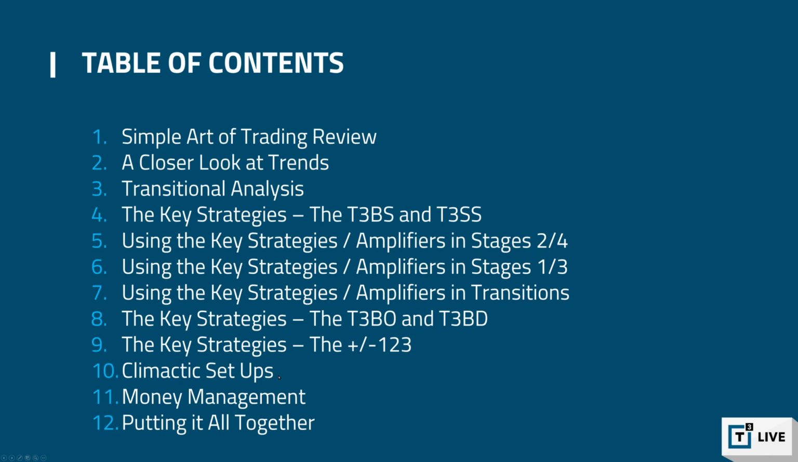So we talk about the key strategies. We start off with the buy setup, sell setup, simple stuff, but we also add in the amplifiers that are applicable to stages 2 and 4. These are the uptrends and the downtrends. And then the amplifiers that are applicable to stages 1 and 3. These are the sideways stages, okay? And then we also talk about the amplifiers that occur in transitions when the stock is transitioning, okay?